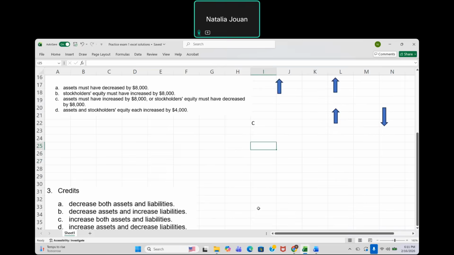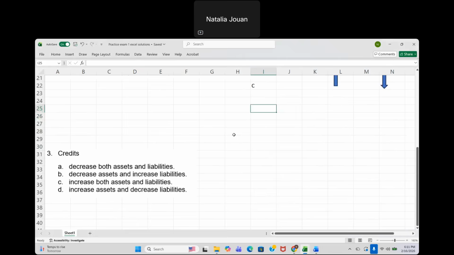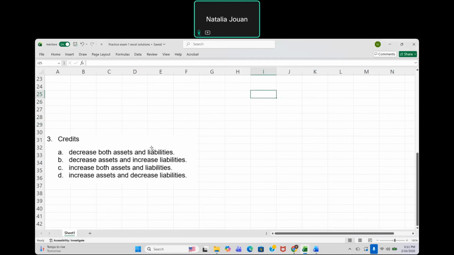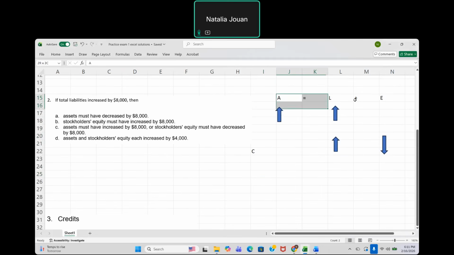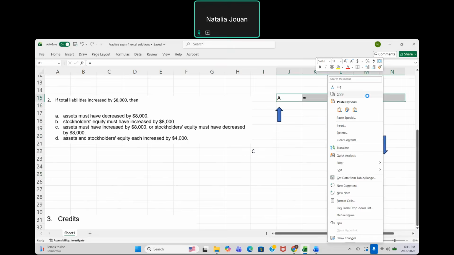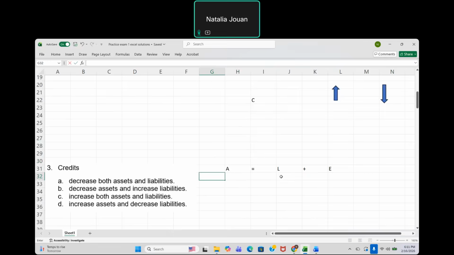All right. Number 3. Credits. What is going on with credits? Increase, decrease, what? Again, you have assets, liabilities, and equity. Let's copy the accounting equation. Here we go. So we know that assets increase with debits. Oh, you know what we can do? We can use the arrows.